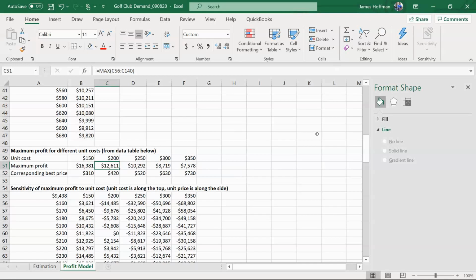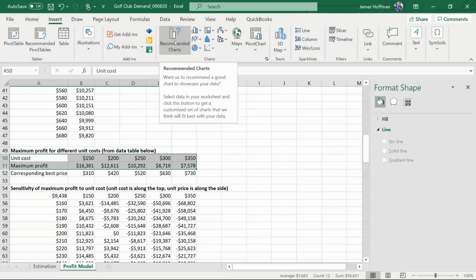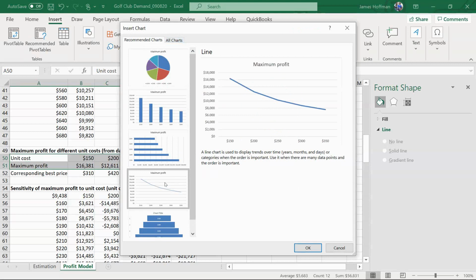Okay. The final thing for this one is let's make a line graph of max profit versus unit cost. So just select A50 to F51. Okay, and with that selected, let's go up to the Insert tab, and we can do Recommended Charts. Alright, and you want this one, the line chart. Okay.